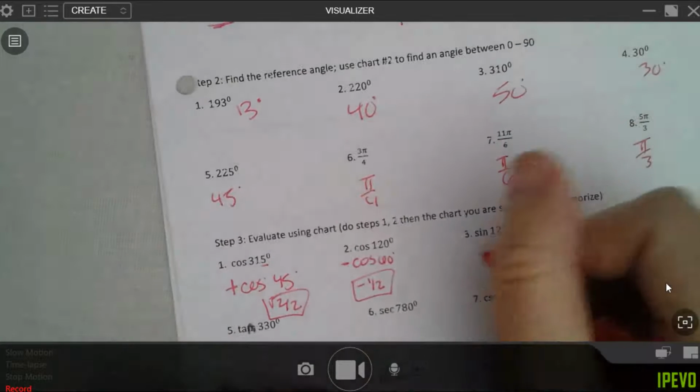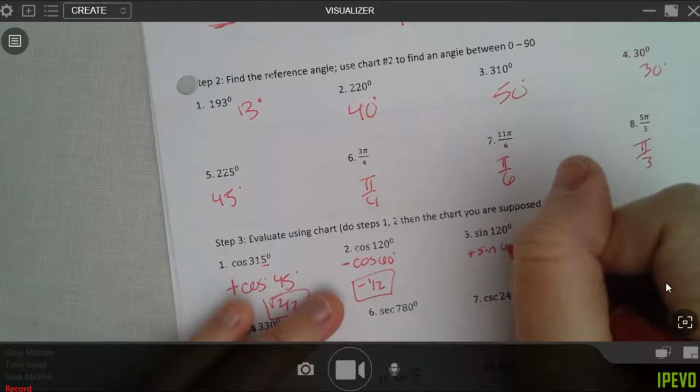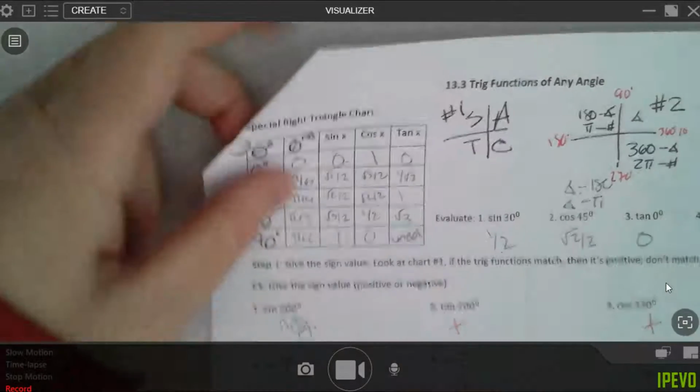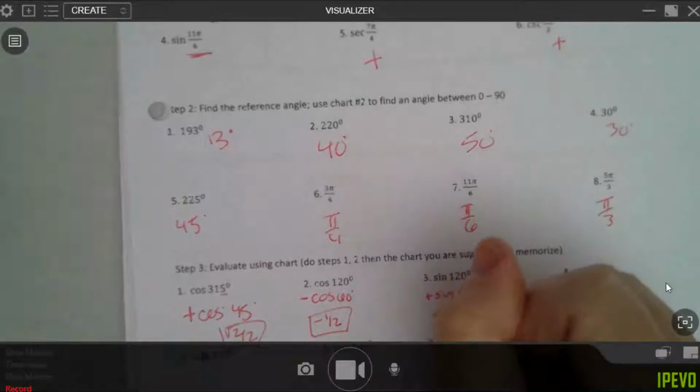So we already know sine is positive and the reference angle is 60 degrees from over here. So you just need sine of 60 degrees. You're right here, sine of 60. So you're radical 3 over 2. And watch, I'm going to show you something else too.